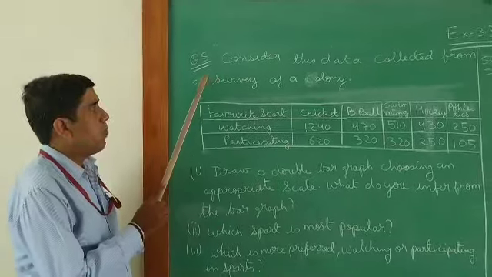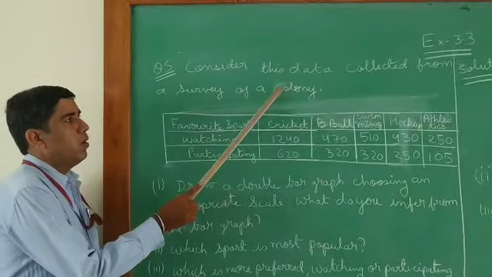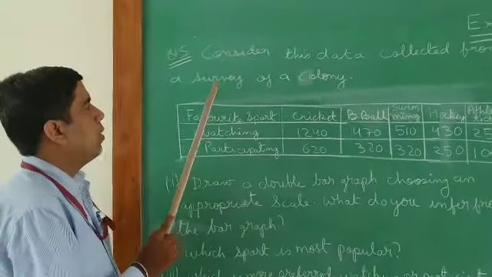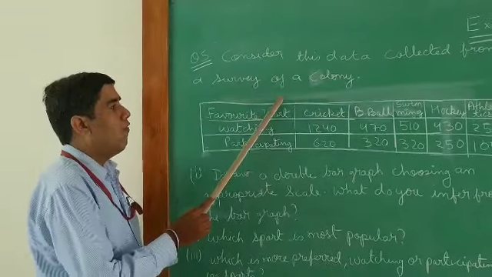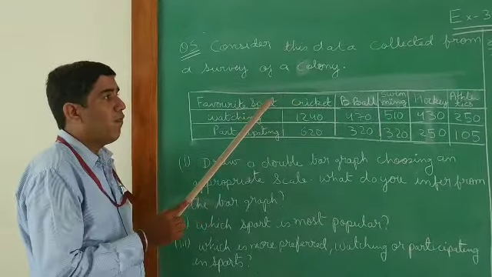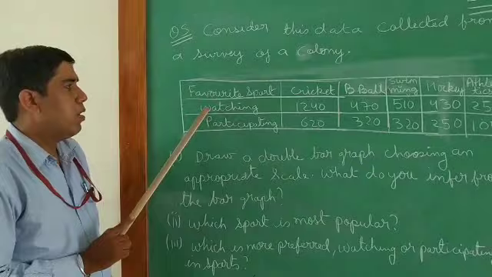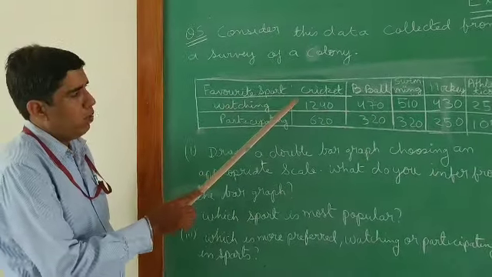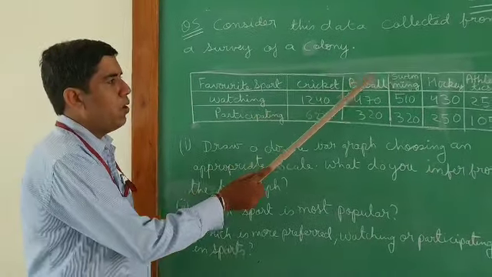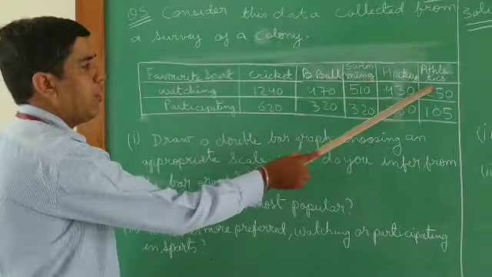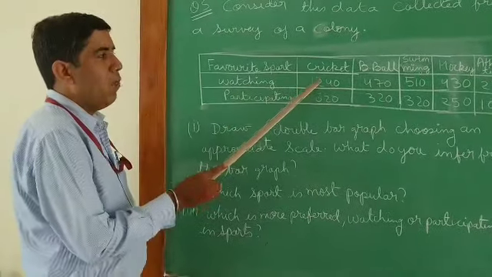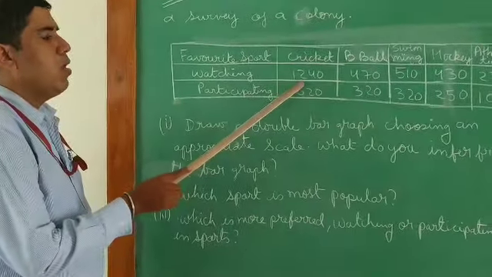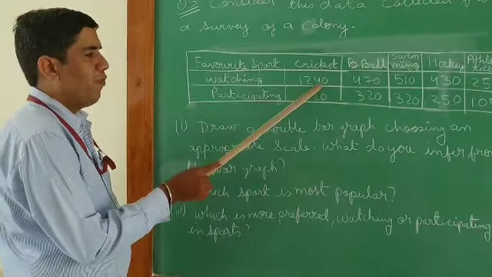Consider question number 5. Consider this data collected from a survey of a colony. You can see here favorite sports: cricket, basketball, swimming, hockey, athletics. Now watching. How many are watching cricket? You can see it is 1240.